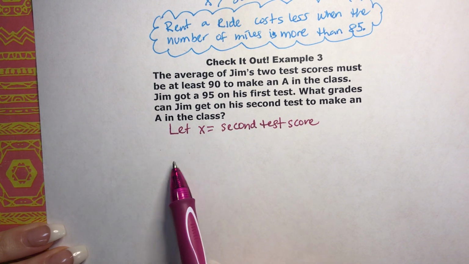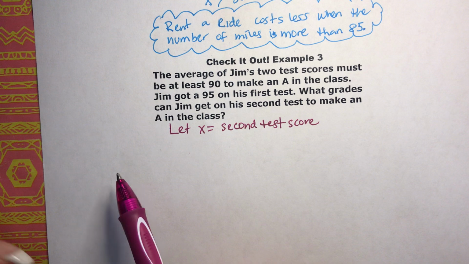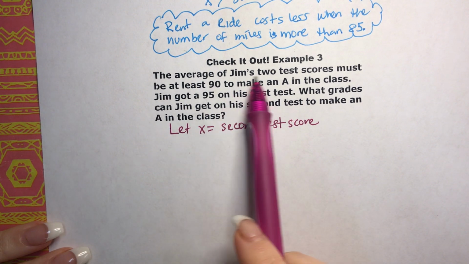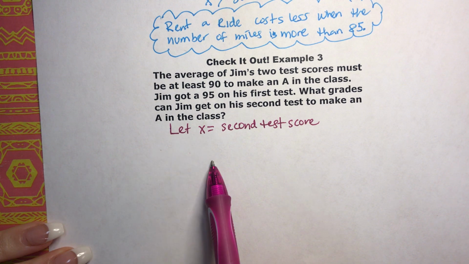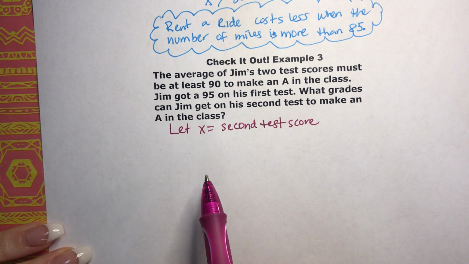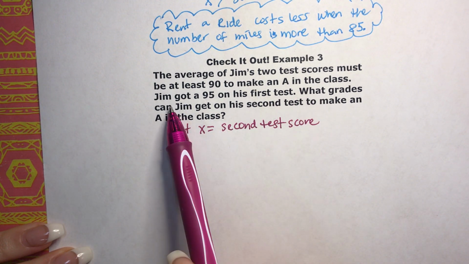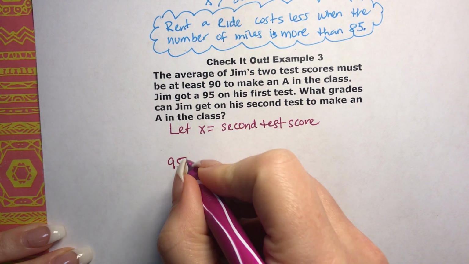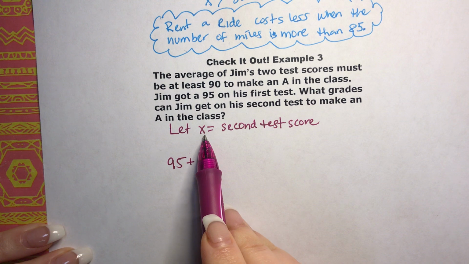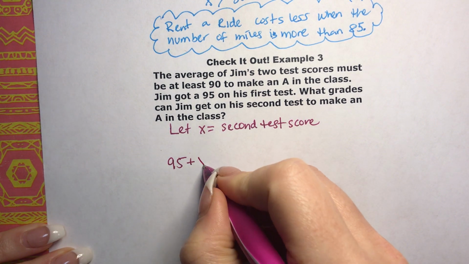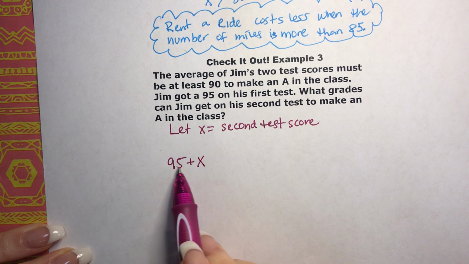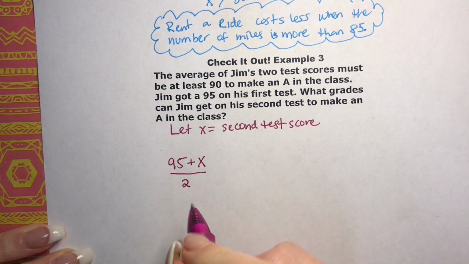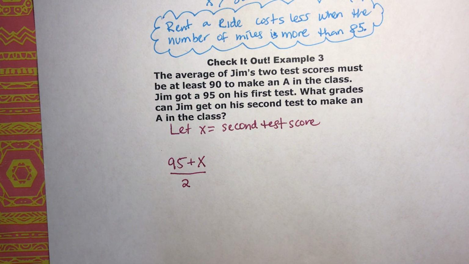And whenever you have the average, you add all of the things together and you divide by the number of things there are. So here we're talking about 2 test scores. So first we need to add those 2 test scores together. And Jim got a 95 on his first test, so it's going to be a 95 plus what he needs to get on his second test, which we don't know, so that's x. So when you do the average, you add those 2 test scores together, and then you divide by the number of test scores there are, which is 2.